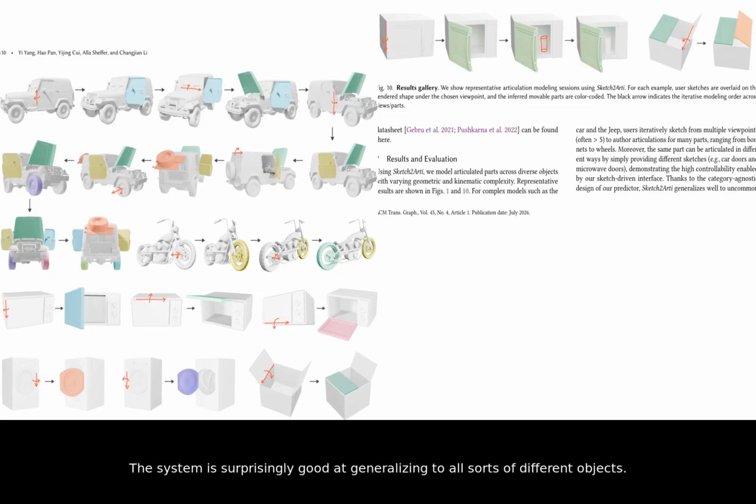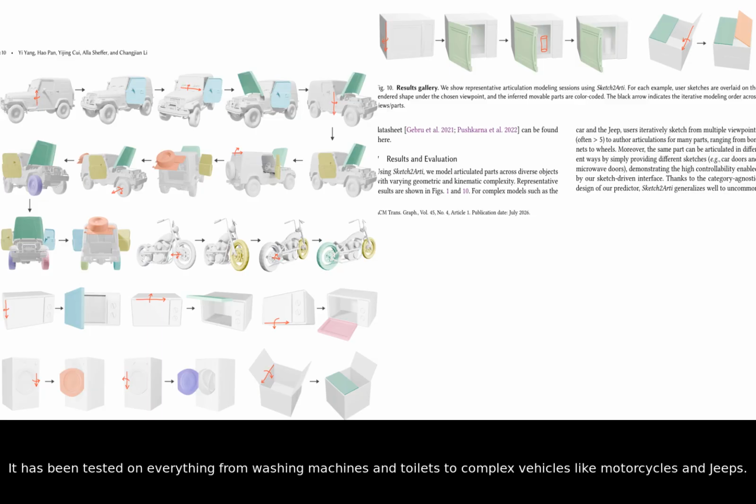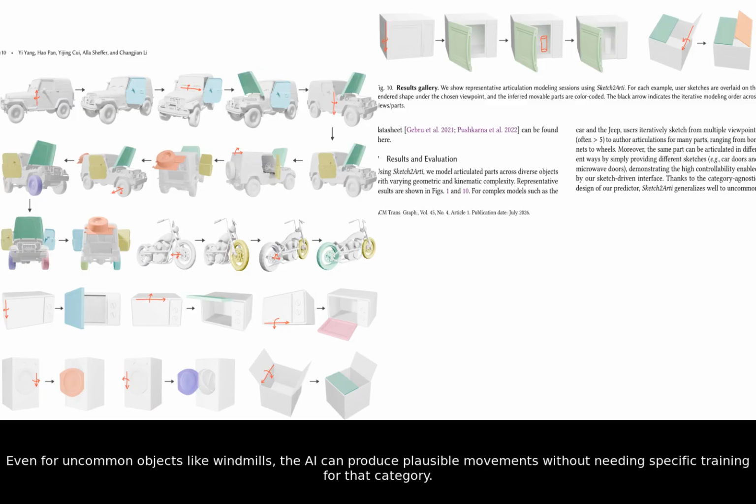The system is surprisingly good at generalizing to all sorts of different objects. It has been tested on everything from washing machines and toilets to complex vehicles like motorcycles and jeeps. Even for uncommon objects like windmills, the AI can produce plausible movements without needing specific training for that category.